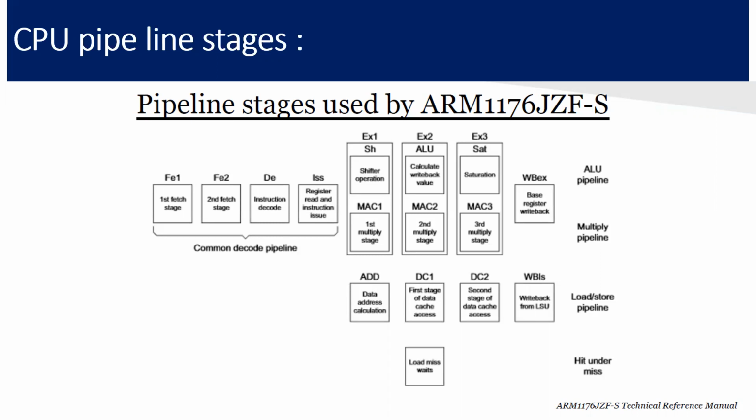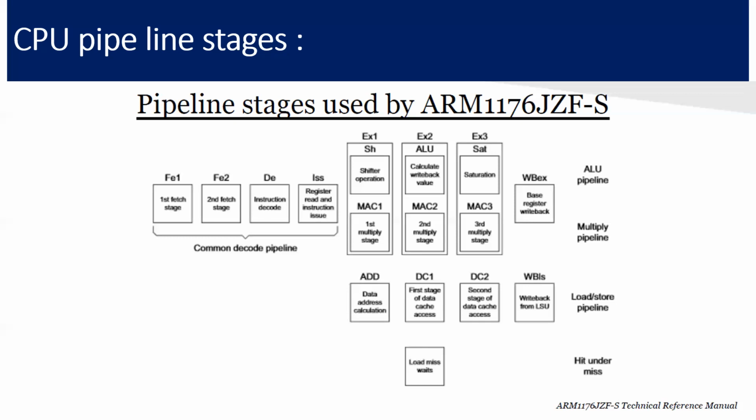Last time we discussed the three-stage pipeline. Generally a single instruction is divided into three stages: fetch stage, decode stage, and execution stage. And these three operations are overlapped. That means all these three operations are carried out simultaneously.